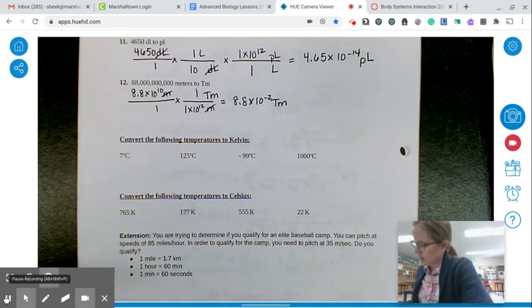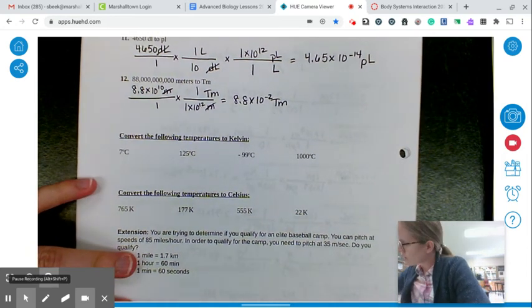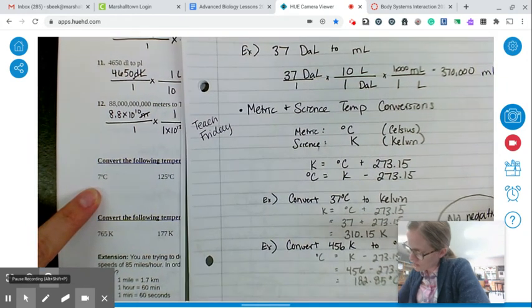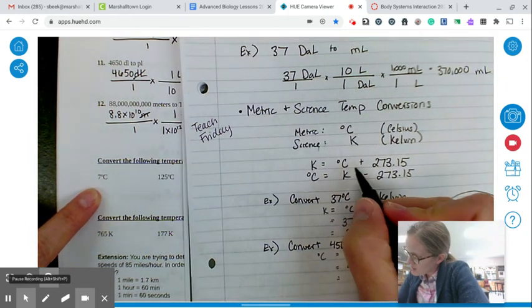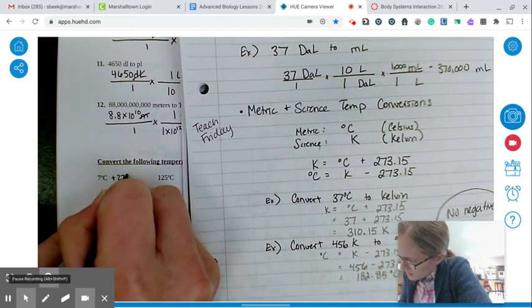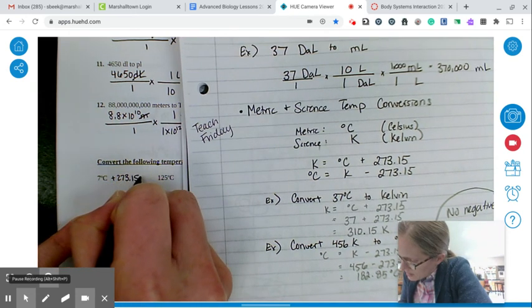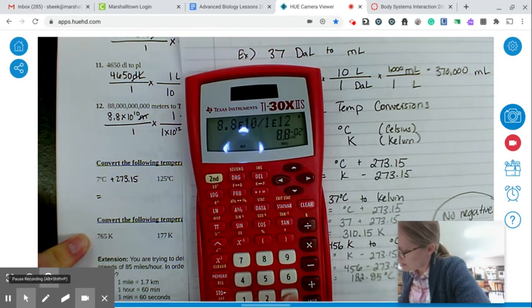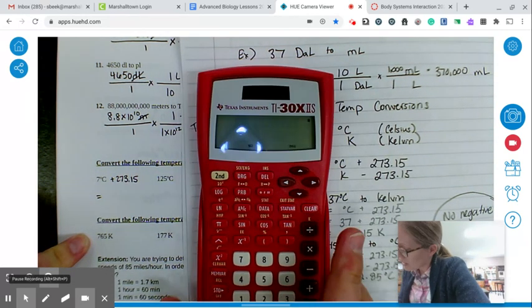Okay, temperature conversions are really easy. Here I've got Celsius. Remember the rule is if you have Celsius, you add 273.15 to give you Kelvin. I'm going to do one of these and then you guys should be able to handle the rest of these.